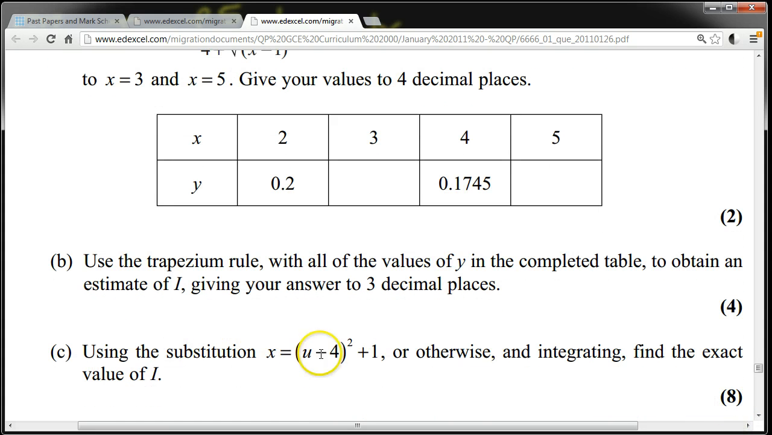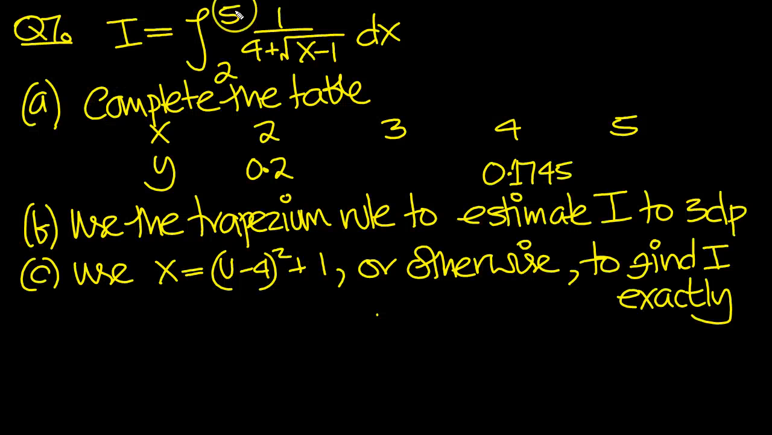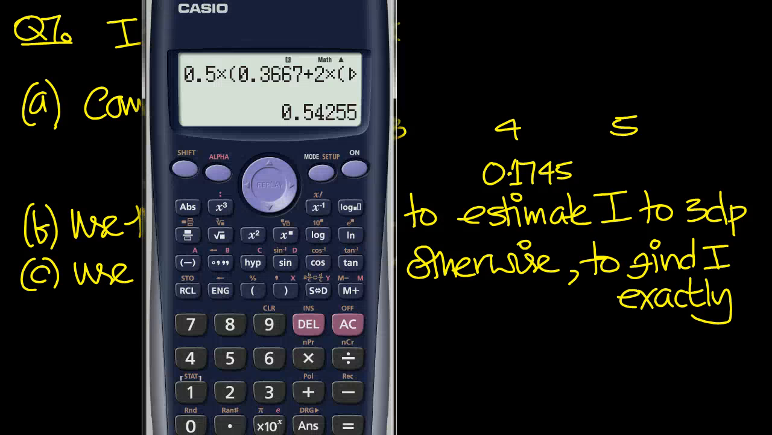And using the substitution x equals u minus 4 squared plus 1, or otherwise, and integrating, find the exact value of I. So I've summarized the question here then. So we need to complete this table first. So we need to work out these values when we put the x value as 3 in here. So let's do that then.